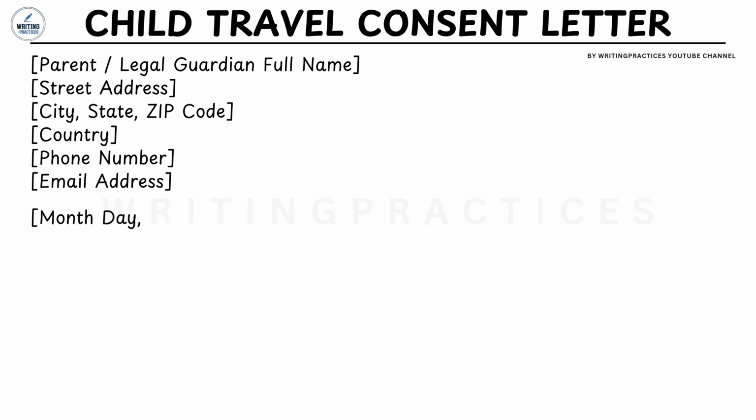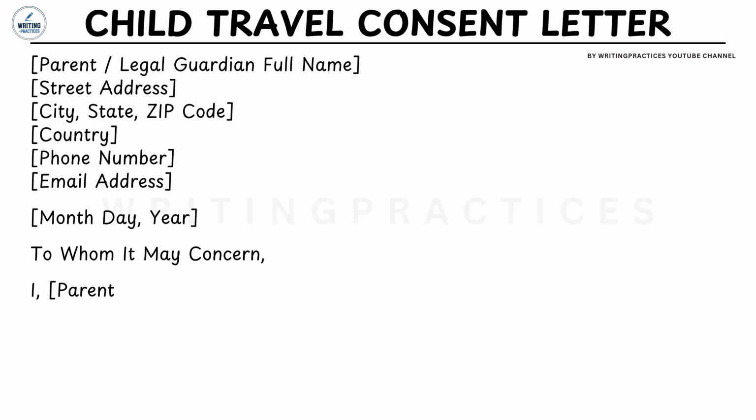Date. For example, May 20th, 2026. After your contact information, include the date the letter is written. This is important because immigration officers and airlines may review whether the authorization is current and valid for the travel period. Salutation. This is the formal opening of the document. For example, to whom it may concern. This greeting is commonly used because the letter may be reviewed by airlines, immigration officers, border officials, or travel authorities in different countries. Pro tip, keep the wording formal and professional.